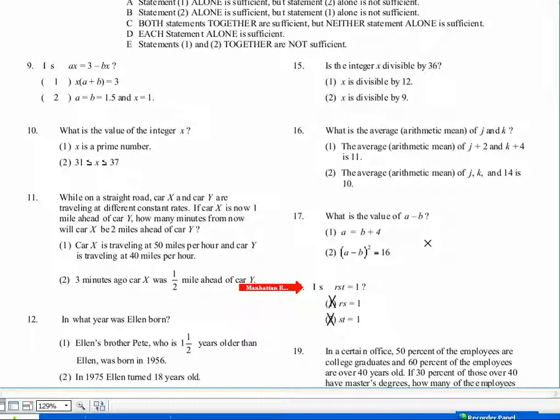It can't be D. And as I said at the beginning, one of the most common traps is to confuse C with D. D can only happen if they're sufficient in isolation. C can happen if they're sufficient in combination.